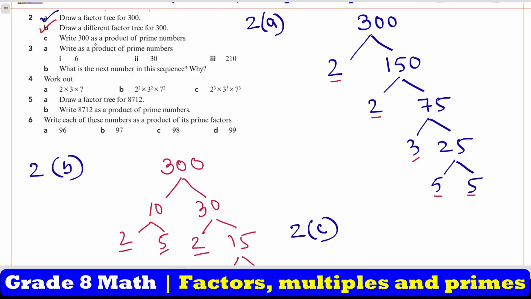2c, 300 as a product of prime numbers. So what will be the prime numbers? Here at the bottom line, all numbers are prime, so we can write 300 equals 2 times 2 times 3 times 5 times 5. So this is 300. So number 2 done.